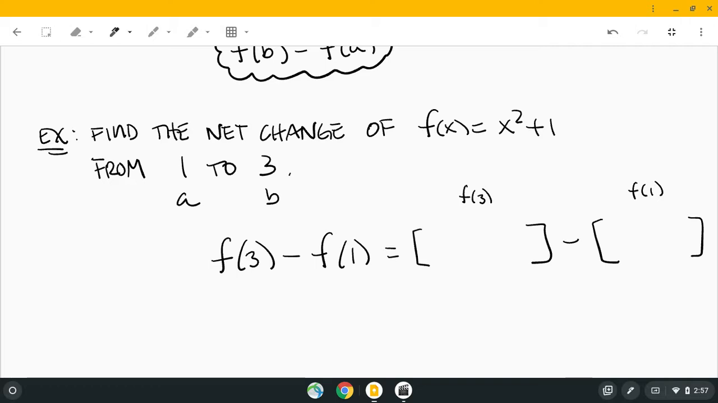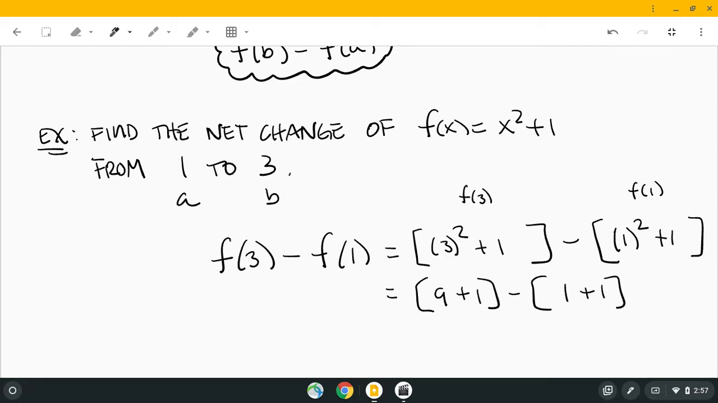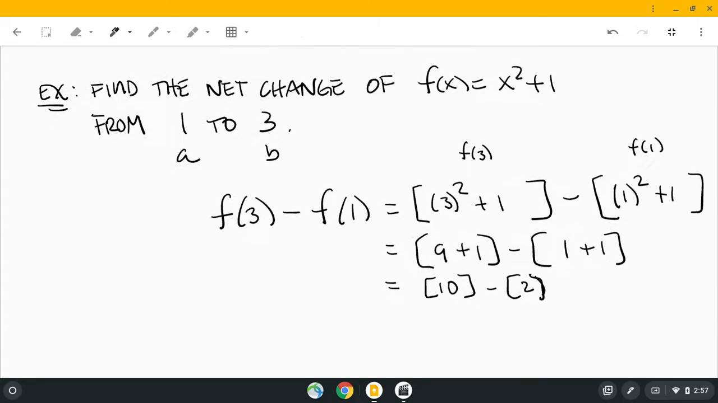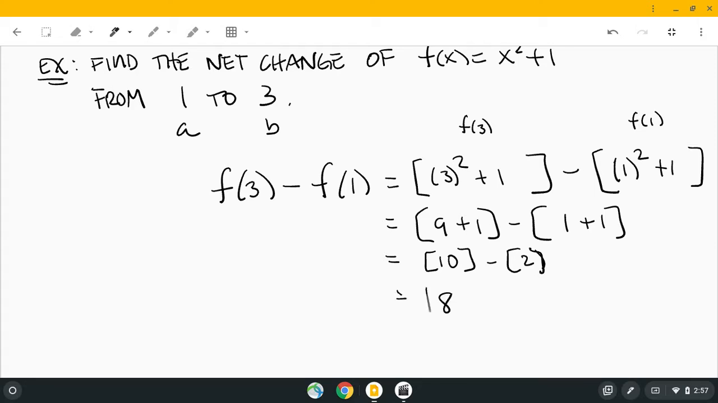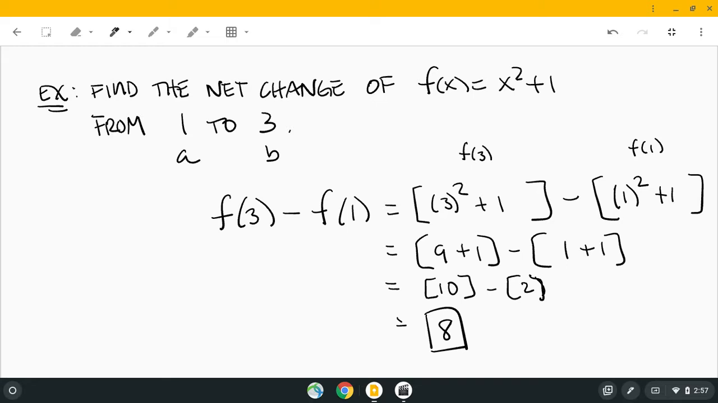Okay, so f of 3 is going to be 3 squared plus 1. F of 1 is going to be 1 squared plus 1. So that is going to be 9 plus 1. And this is going to be 1 plus 1. And so this will be 10 minus 2. And 10 minus 2 is 8. Okay, so that's how you find the net change. Nothing too crazy, just probably some new vocabulary for you guys.